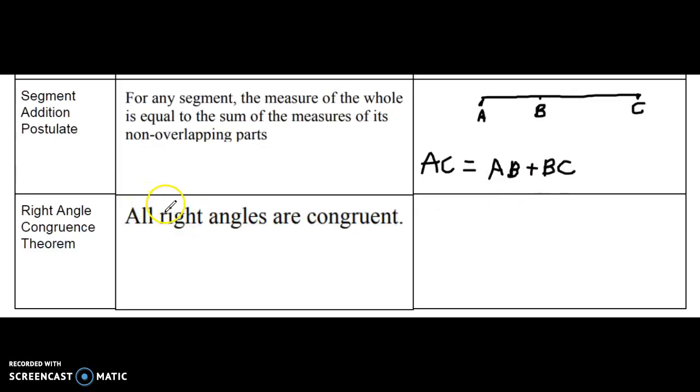Right angle congruence theorem says that all right angles are congruent. So that means if I've got a triangle here, a right triangle here.